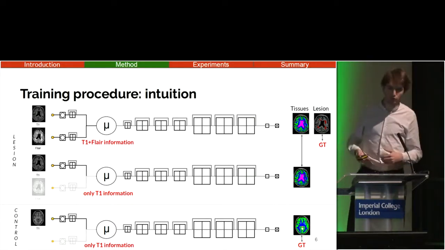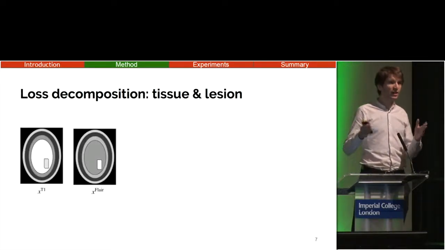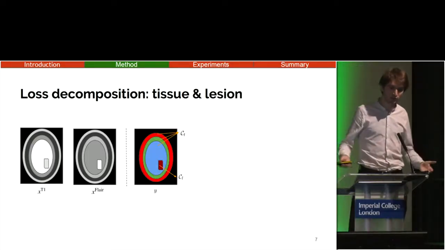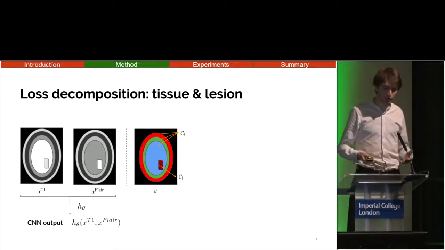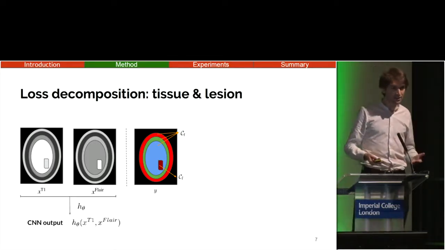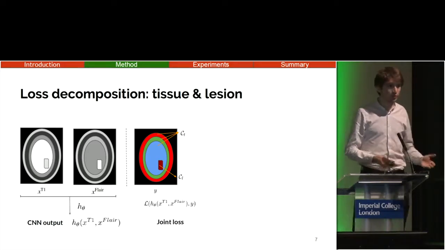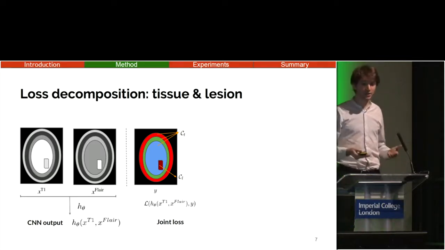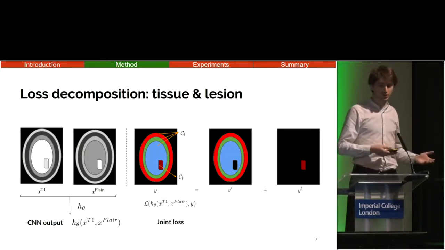Now we would like to move to the mathematical formulation of the problem. We have access to a T1 and a FLAIR scan. In the perfect scenario, we also have access to the full set of annotations, so the lesion annotations and the tissue annotations. What we want to do is find a function H, our neural network, parameterized by the weights theta, that minimizes the differences between the output of this network and the ground truth. For that, we will use a certain loss. As we can see, the segmentation map can be decomposed into two segmentation maps, one for the tissue and one for the lesion.